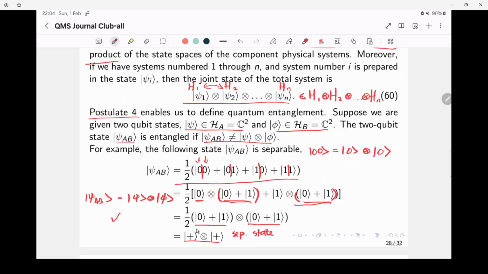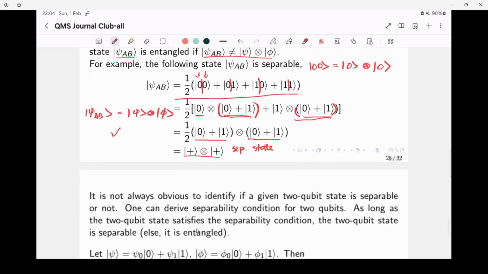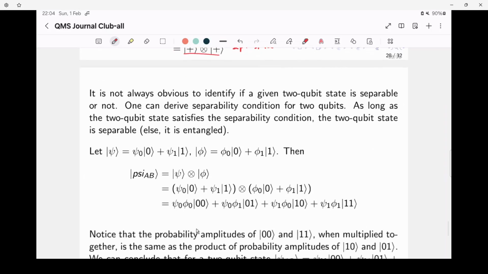But it might not be obvious how to separate out the states if the states are a little bit more complicated. So in this case, what we can do is identify what we call the separability conditions. One way to do it is to assume that your states are separable. Sorry, this is a typo. Later on, I need to fix that.